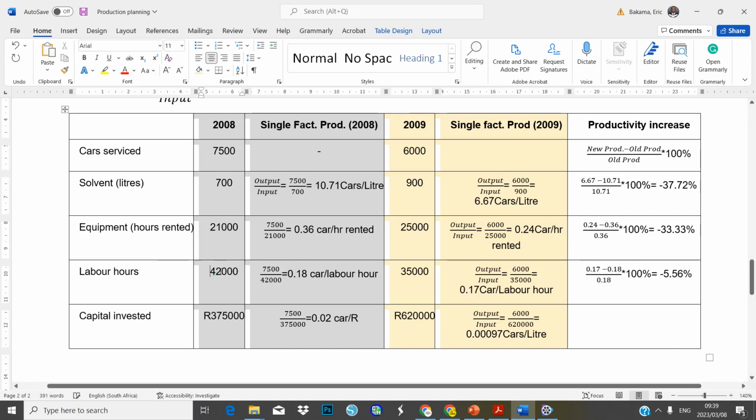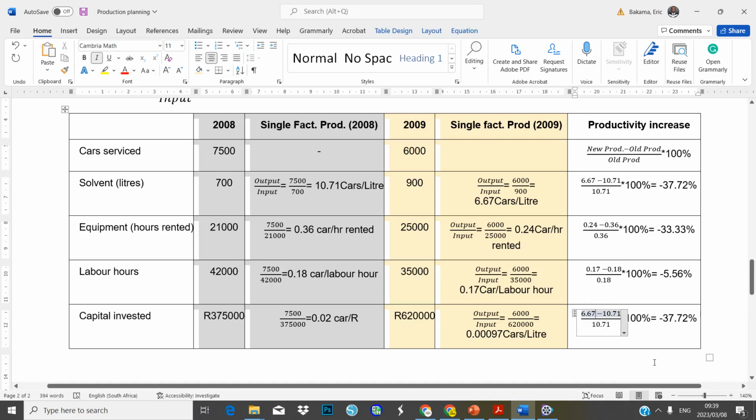As much as they have decreased the number of units or the number of people or labor, because before they were paying 42,000 per labor hour and now they're looking at 35,000, it's still not enough, because we have also decreased the number of units that we have produced, or the number of hours that we have serviced, unfortunately.